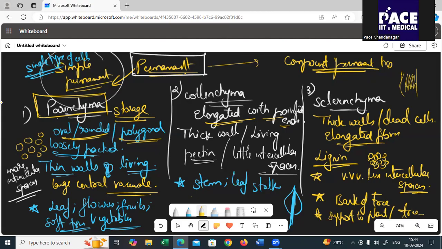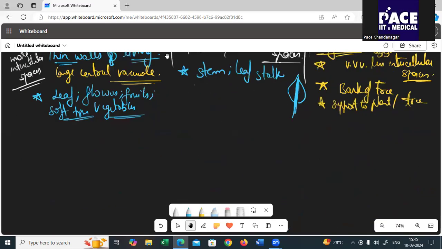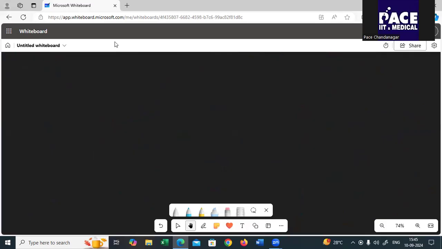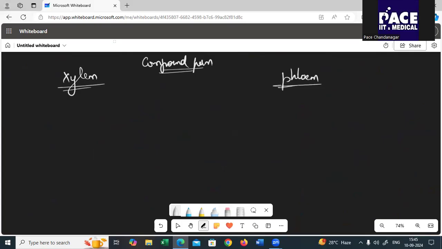Then comes your compound tissues, and in the compound tissues we have two things: xylem and phloem. I hope this has been written well. Permanent tissues have two types. One type we have just discussed, simple permanent. Let us now discuss the complex permanent tissues or compound permanent tissues: one xylem and the other phloem. And this is even important for your 10th graders.